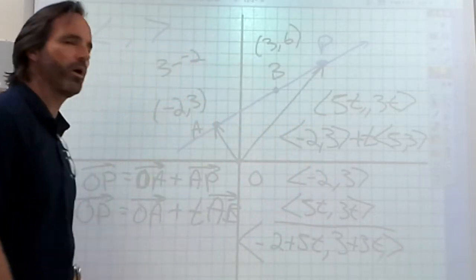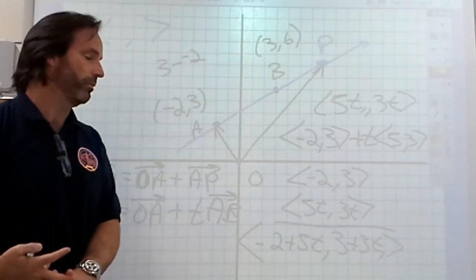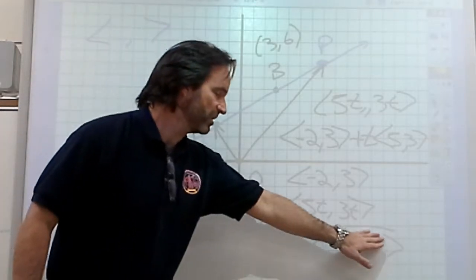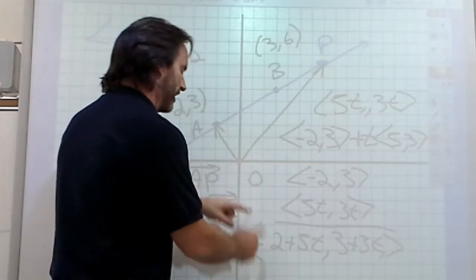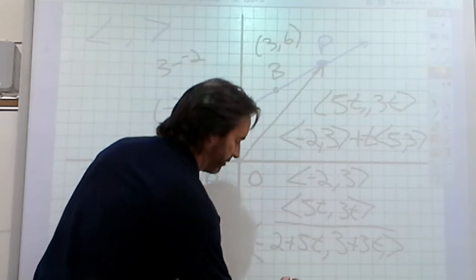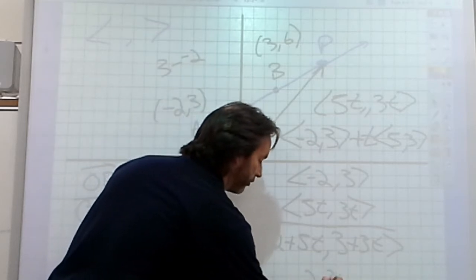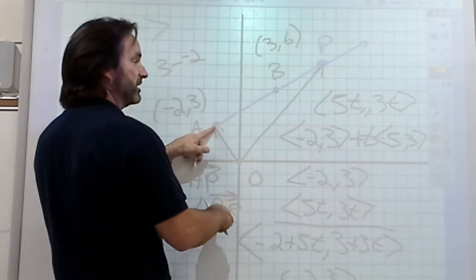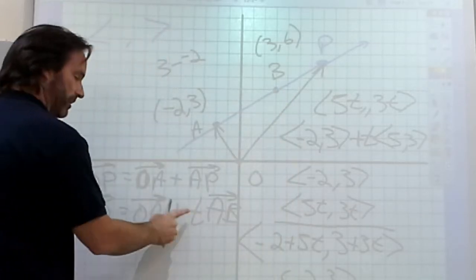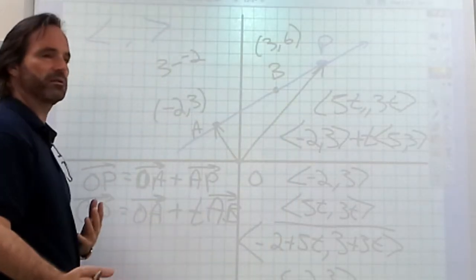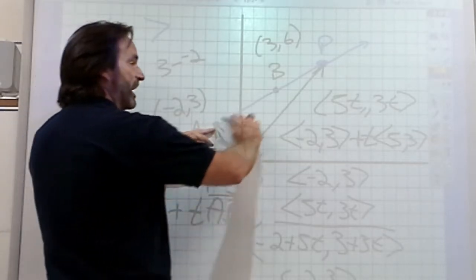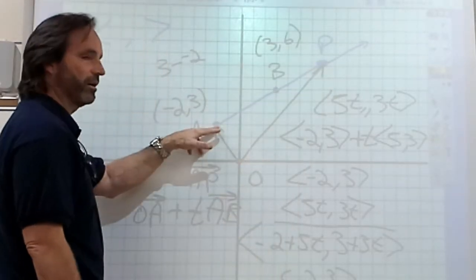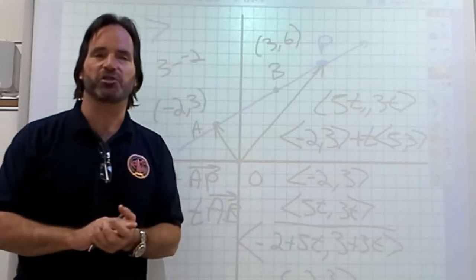Okay, and let's check it out. What if t is 0? This goes away and this goes away, right? So I'm left with what? If t is 0, I'm left with negative 2 comma 3. My original vector, because remember, it's t times AB. If t is 0, we don't get AB. So I'm just left here. So that checks. That's a good check.